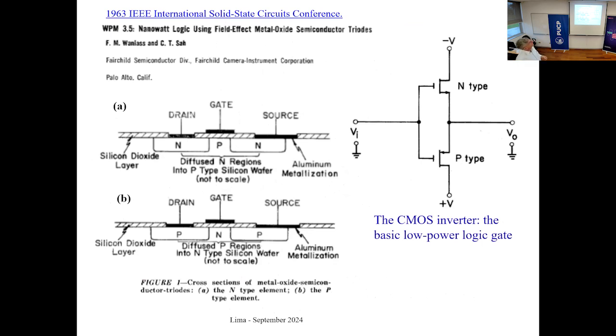This is another important paper, which was published in 1963 by Frank Wanlass and Professor Chih-Tang Sah. And this is the basic idea of the CMOS inverter. This idea was very nice because the previous digital circuits spent too much power. In this circuit, when one transistor is on, the other is off, and vice versa, and you don't have a continuous current from this node to this node. So this was a very nice idea.